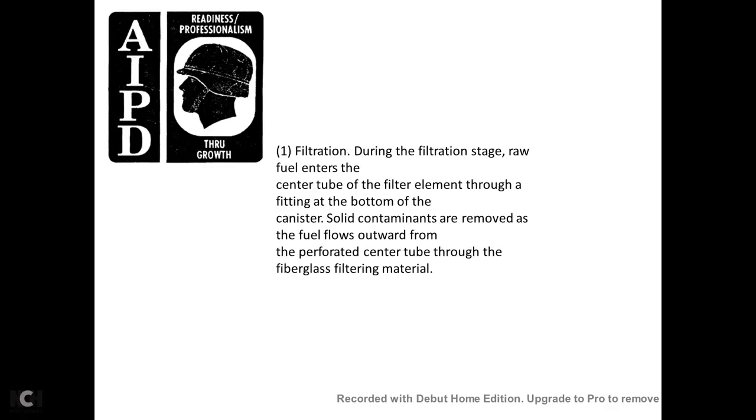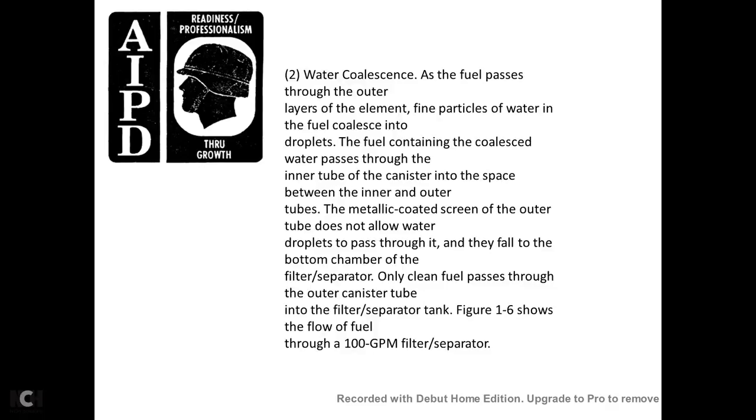1. Filtration. During the filtration stage, the raw fuel enters the center of the tube of the filter element through the fitting in the bottom of the canister. The solid contaminants are removed as the fuel filters out through the perforated center tube and the glass filtering material. 2. Water coalescence. As fuel passes through the outer layers of the element, the fine particles of water coalesce into droplets. The droplets pass through the inner tube of the canister into the space between the inner and outer tubes. The metallic-coated screen over the outer tube does not allow the water droplets to pass through it, and they fall into the bottom of the chamber of the filter separator. Only clean fuel passes through the outer canister tube into the filter separator tank.